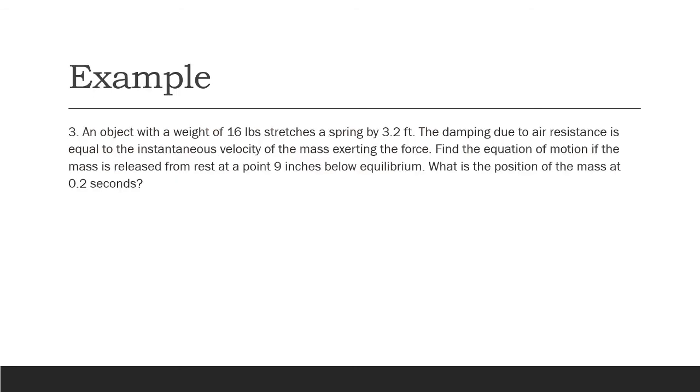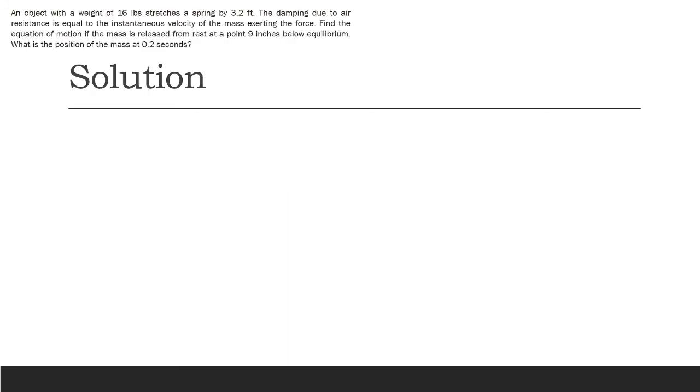So, apply natin sa problem. An object with a weight of 16 pounds stretches a spring by 3.2 feet. The damping due to air resistance is equal to the instantaneous velocity of the mass exerting the force. Find the equation of motion if the mass is released from rest at a point 9 inches below equilibrium. What is the position of the mass at 0.2 seconds? So, let's now try to solve.